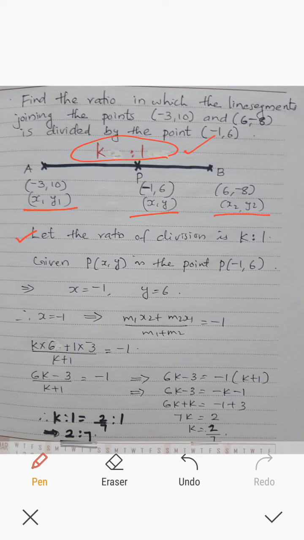Let the ratio of division be k is to 1. Remember, it can be m1 is to m2 itself, no problem. But here we are doing the problem by taking the ratio as k is to 1. Given P(x, y) is the point (-1, 6). So we can start the problem either by taking x equal to -1 or by taking y equal to 6. If we start with x equal to -1, we know x by the section formula is m1 x2 plus m2 x1 divided by m1 plus m2, that is equal to -1.